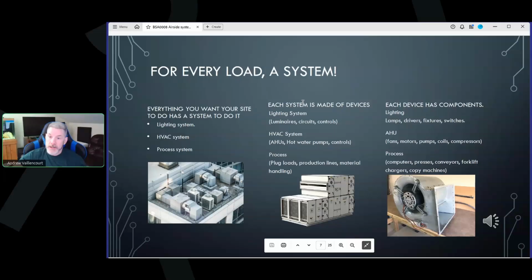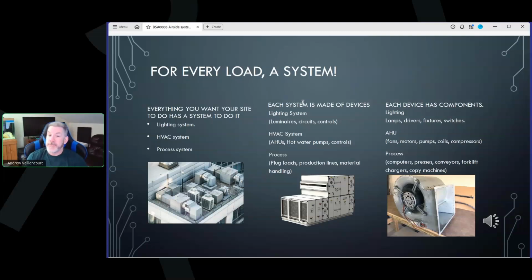What's important for every load, no matter what load you're trying to meet, there is a system to meet it. Even if that system is just some firewood in the middle of the floor that you burn for heat, that is a system. And by the way, that is an airside system. All right. You've got a lighting system, you've got an HVAC system, you've got whatever your system is for process, whatever your machines are.